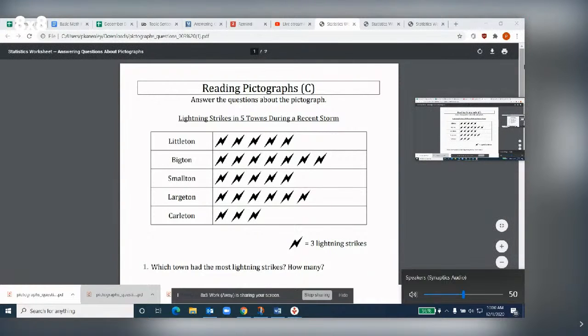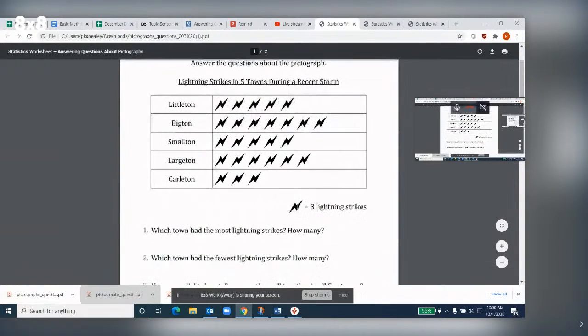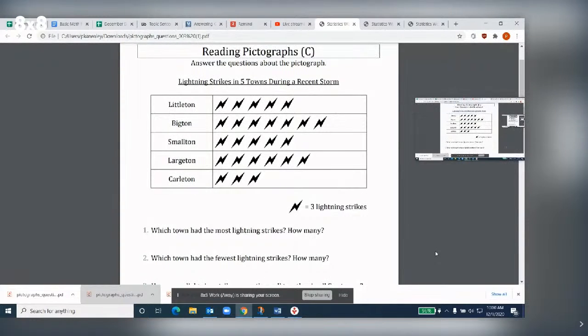Okay. The next one, which town had the fewest? So we're just going to look for which town has the fewest symbols. Looks like it's Carlton, and it's got 3 symbols of a lightning strike, and each symbol represents 3, so Carlton's going to have 9 lightning strikes.